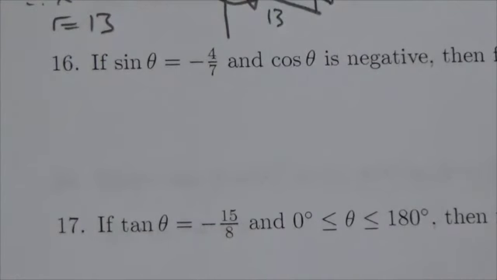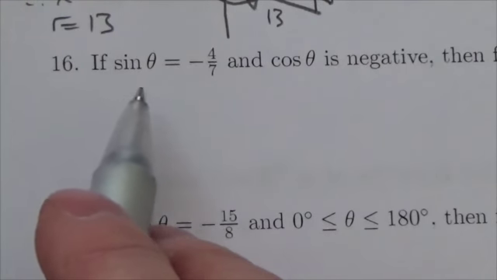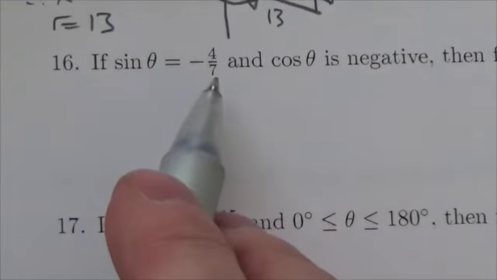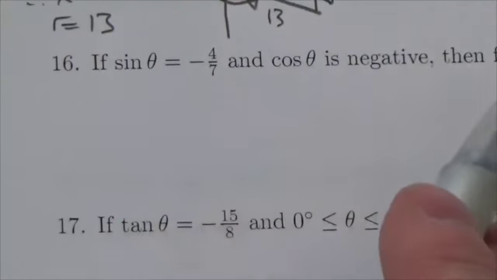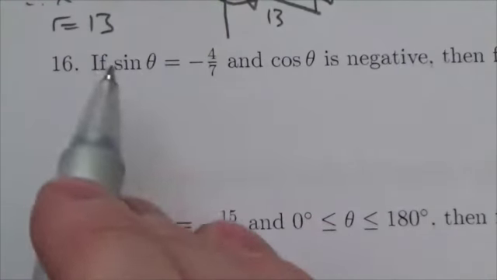Okay, hi everybody. This is the Math 20-1 Trigonometry Review. This is question 16. And again, this is a good question here. The first part says, if sine of theta is equal to negative 4 over 7. Now again, before I keep reading here, what is that telling me?